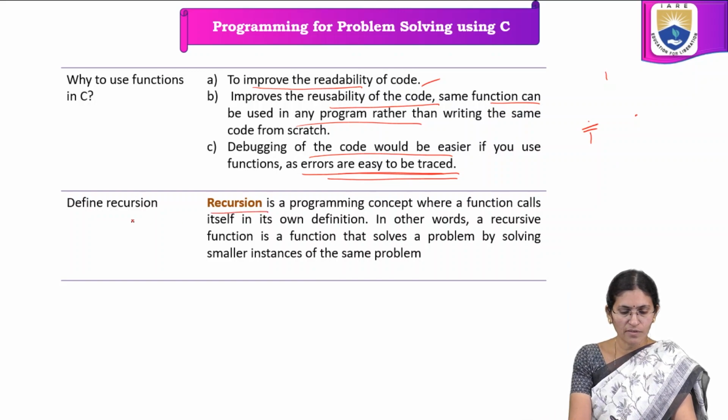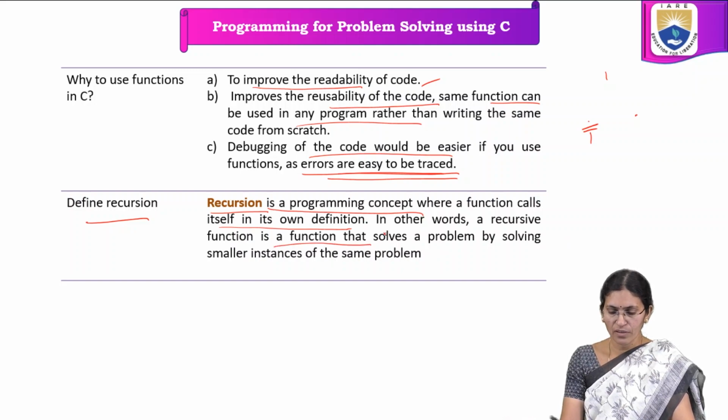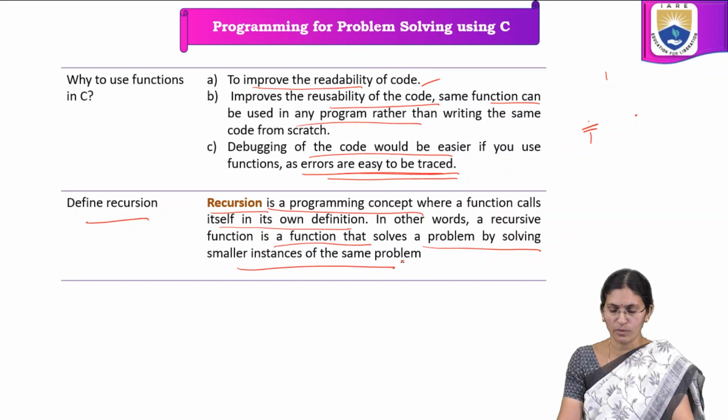Next concept is recursion. So what is recursion? Let us see the definition of recursion. Recursion is a programming concept where a function calls itself in its own definition. A recursive function is a function which solves a problem by solving smaller instances of the same problem. So for example, if you want to calculate the factorial of 5, it will be factorial of 5.